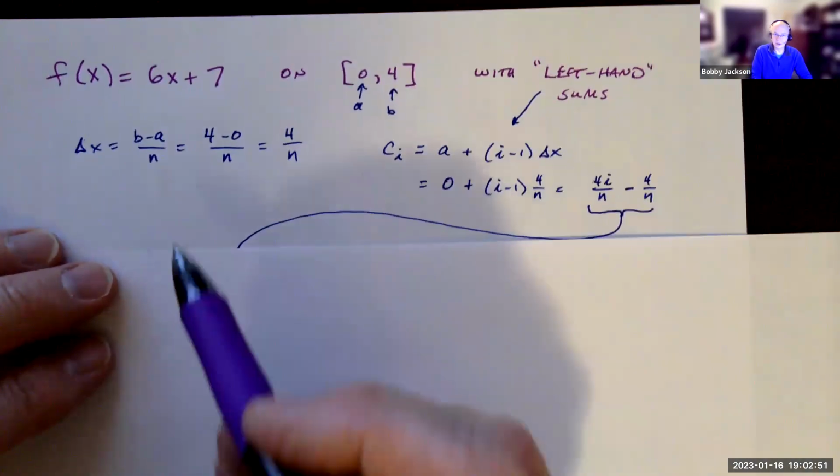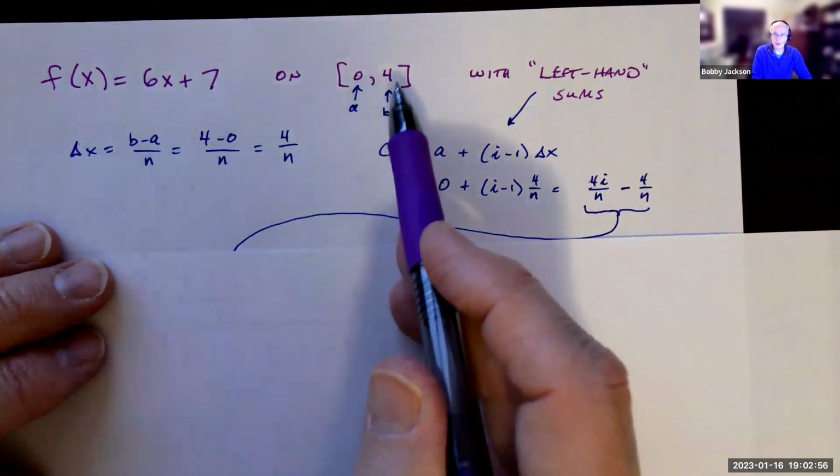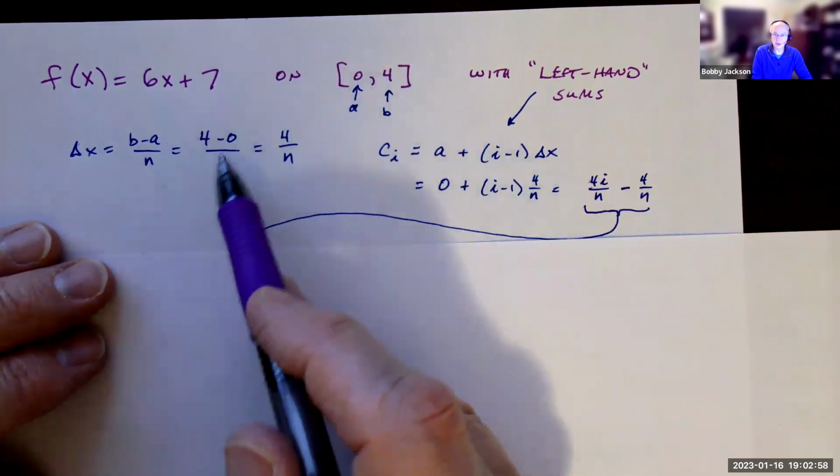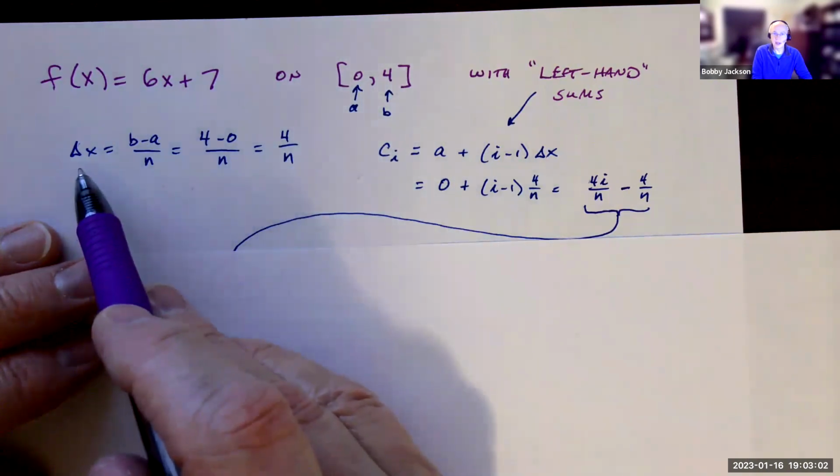Let's see how things look a little different. Of course, our delta x is b minus a. This is the interval from a to b, so 4 is b, a is 0, and I get 4 over n. That's my delta x, the width of those n subintervals in this case.